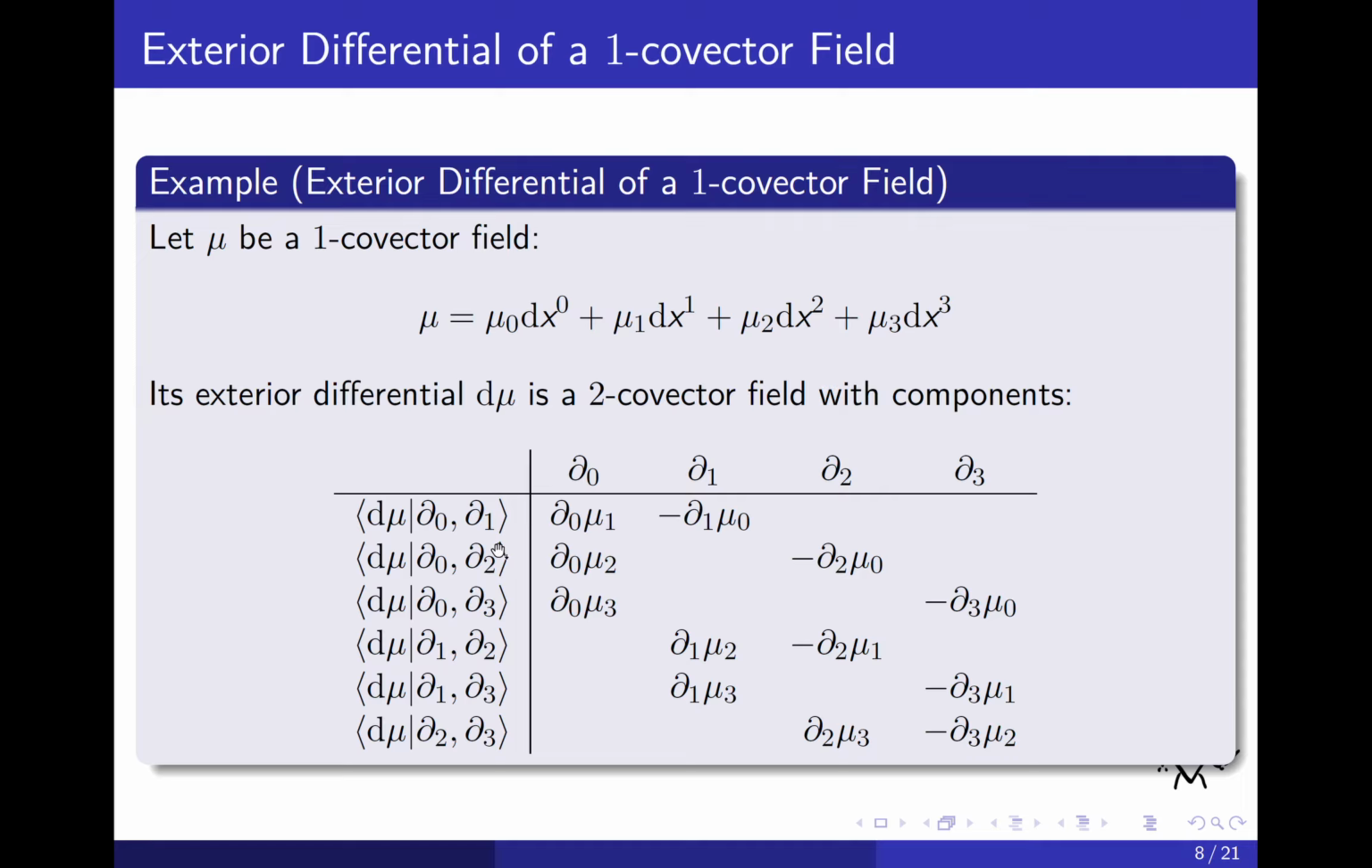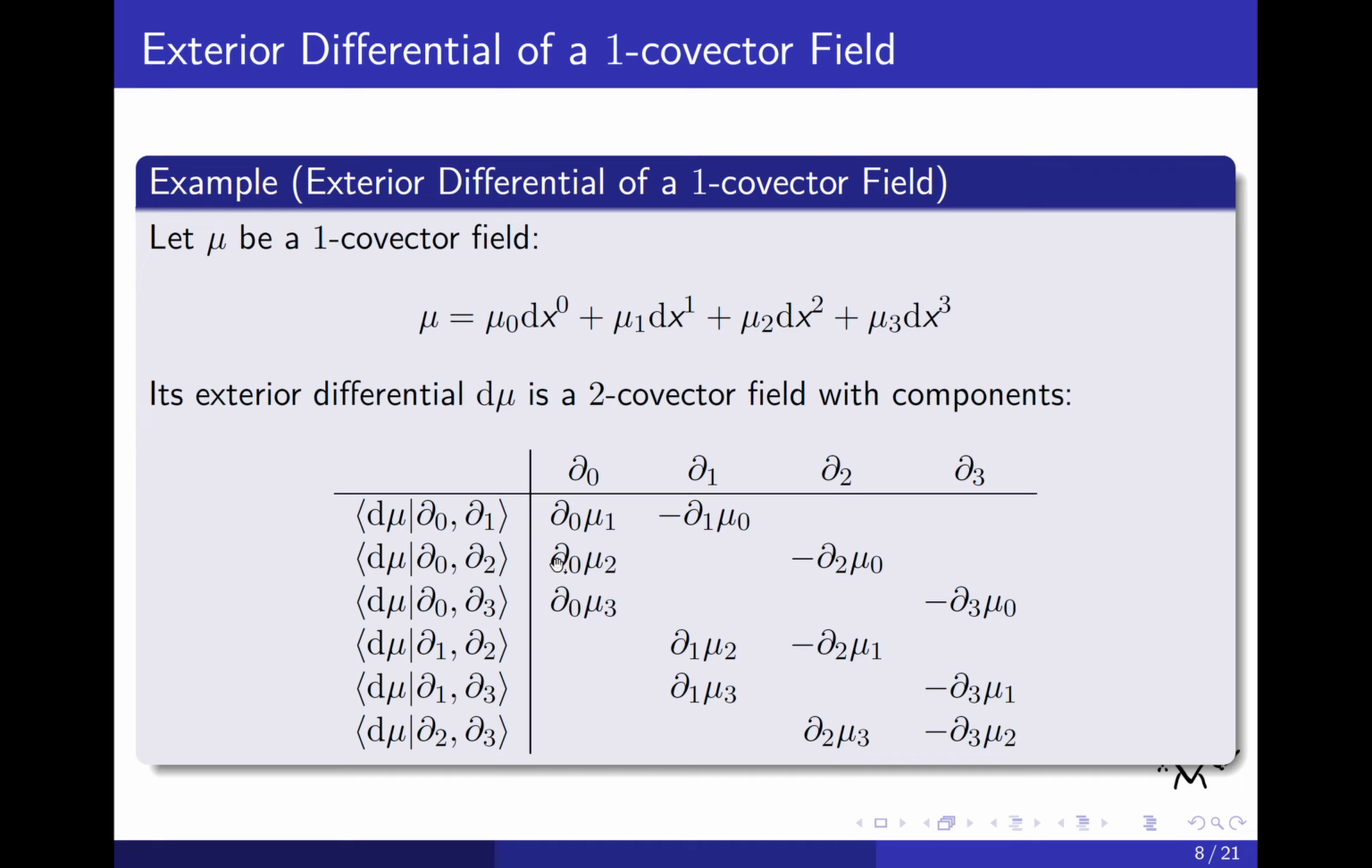Here I explain the notation a little bit. This bracket notation basically means pairing, and here d mu should be a two covector field. And as you expect from the expression of a one covector field, it will be a linear combination of dx0 wedge dx1 up to dx2 wedge dx3. There are 6 basis elements of them, and if you pair with partial 0 and partial 1, you basically take the coefficient of dx0 wedge dx1.